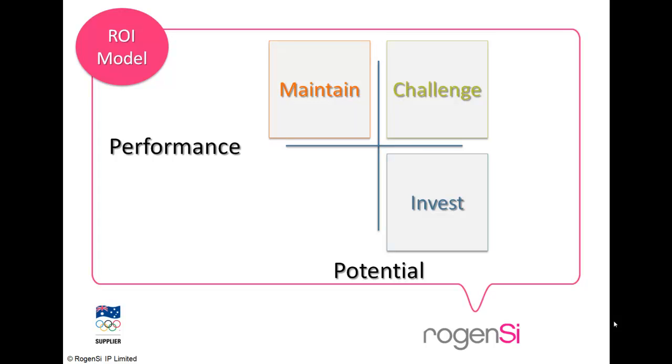The third area we'll look at is maintain. That's the strategy for people who have high performance but whose potential has started to come off. And the last area we'll look at is those people who need a change, where their performance and their potential is not where it needs to be in the role they have at this point in time in your organization. So let's have a look at each of those strategies in a little bit more detail.